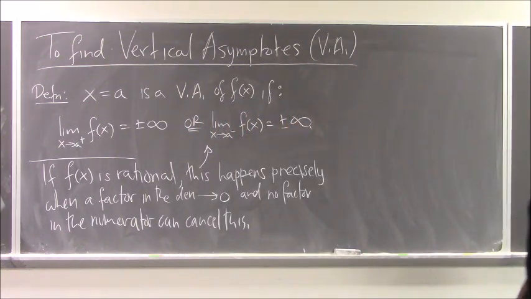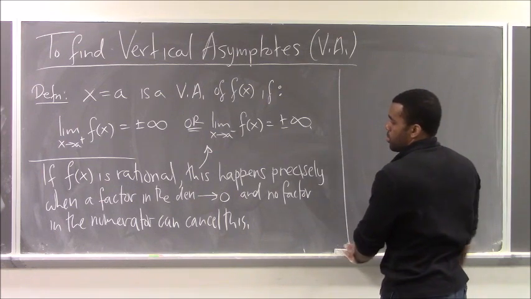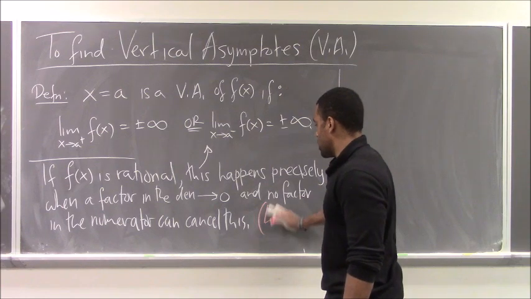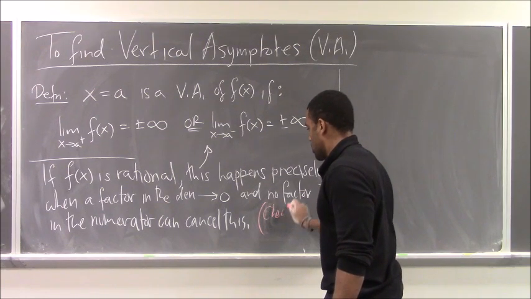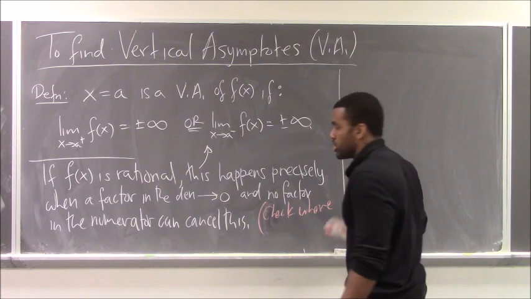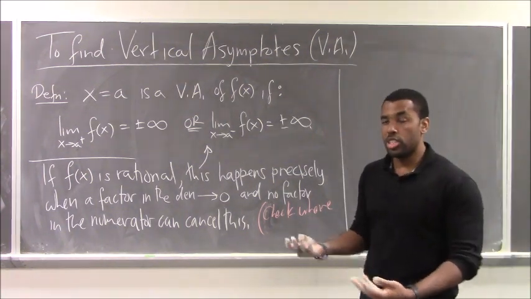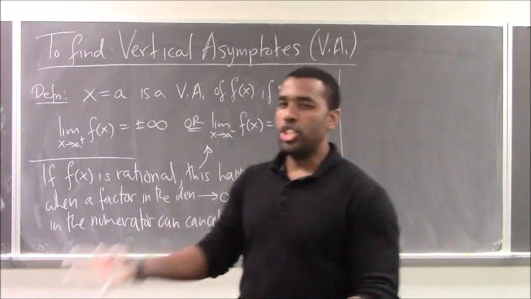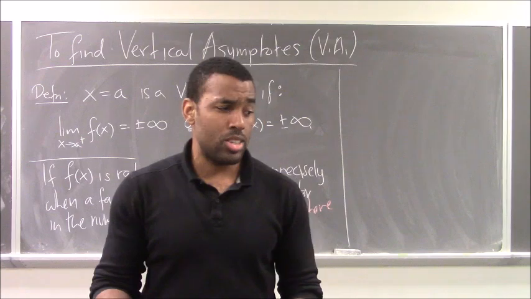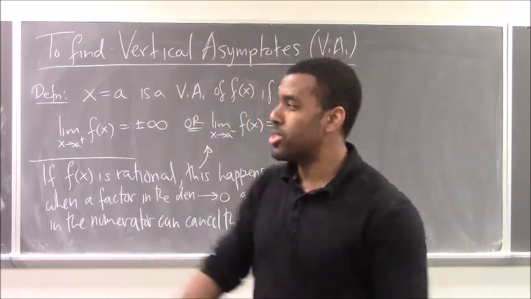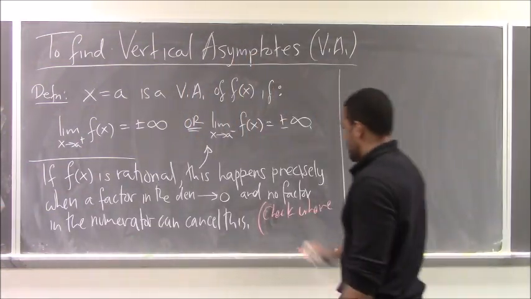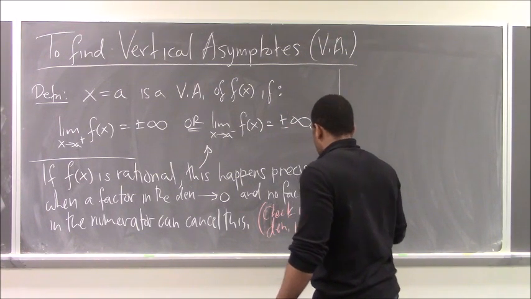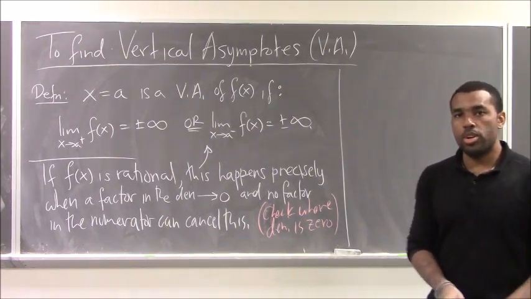So one thing you want to do is check where the denominator hits 0. All the questions where I'm going to ask you to find a vertical asymptote are usually going to be a rational function where you can find where the denominator is 0. The other nice situations would be with trig functions, but in this class we don't deal with trig functions. So check where the denominator is 0, but make sure that there's nothing in the numerator that cancels that.